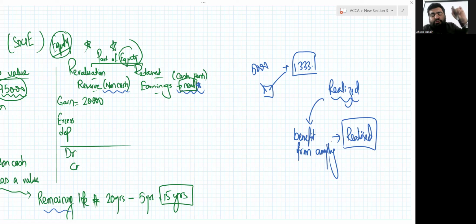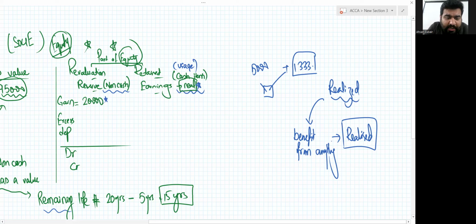So when I use it, I have taken the benefit. It means I have realized its value. Realized means I have taken the benefit from it. Maybe it's in the form of cash, maybe it's in the form of usage. Not only cash items are real items, but usage is also a realized item, if you use that asset.